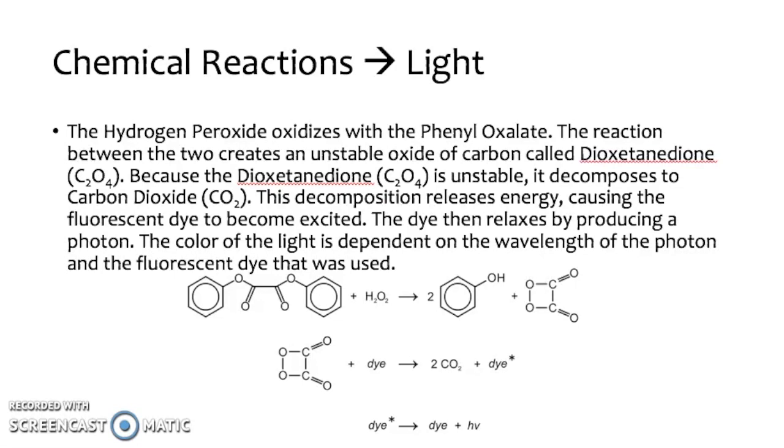Below is a depiction of the chemical reaction. Here you can see the phenyl oxalate and the hydrogen peroxide. This then yields the dioxidione, which then reacts with the dye and decomposes into carbon dioxide and an excited dye, which then releases the photon and in turn light.